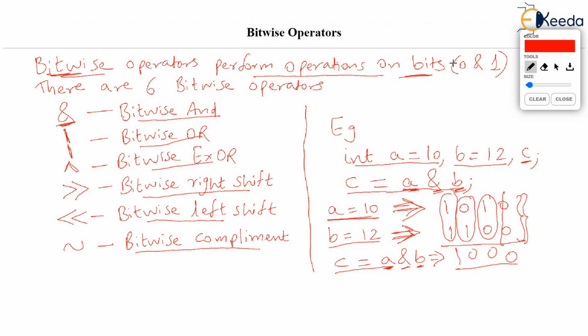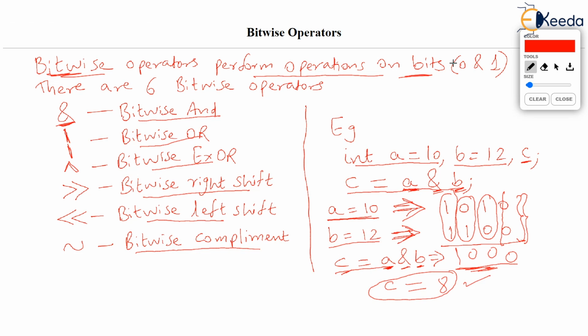But that will not be the value of c. Of course, c is 1000, but this is in binary form, isn't it? So what's the value of c really? c is 8, because 1000 in decimal is 8.